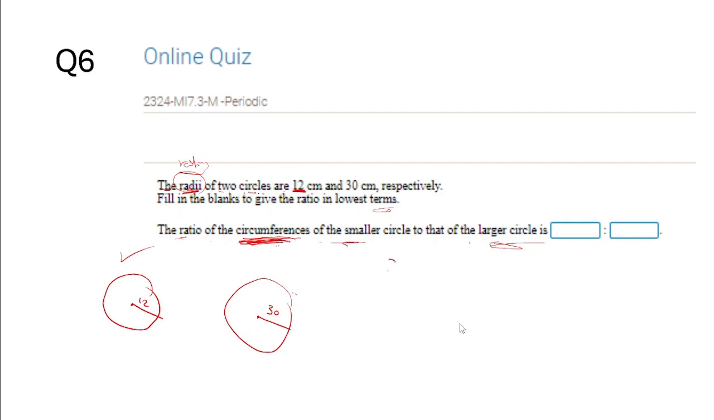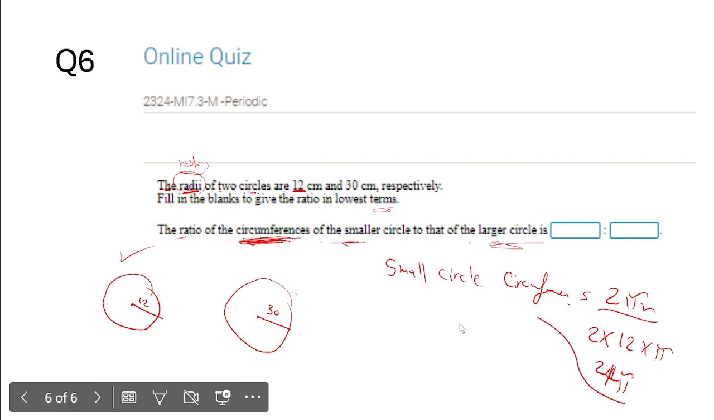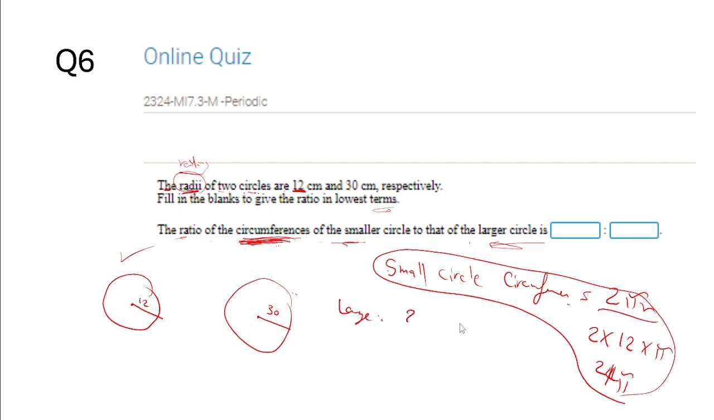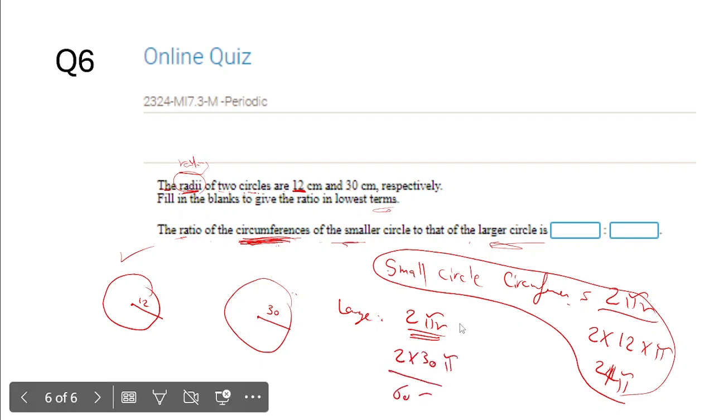Circumference, that means I have to make the equation. So for the small circle, the circumference equals 2 pi r. That means 2 multiplied by 12 multiplied by pi, so it will be 24 pi. Okay, this is the small one. For the large circle, same, it will be 2 pi r. This is the circumference for it. So 2 multiplied by 30 pi, so it will be 60 pi, right?